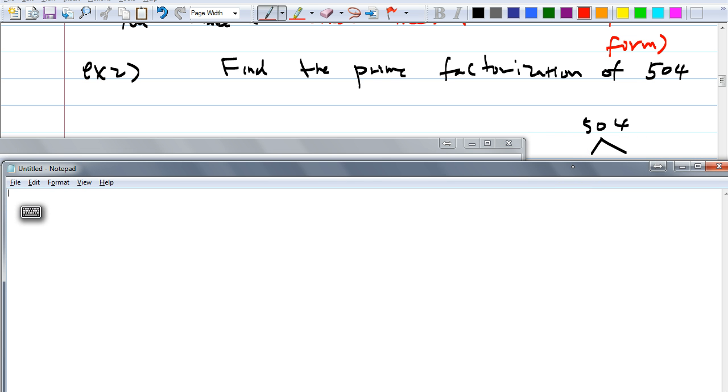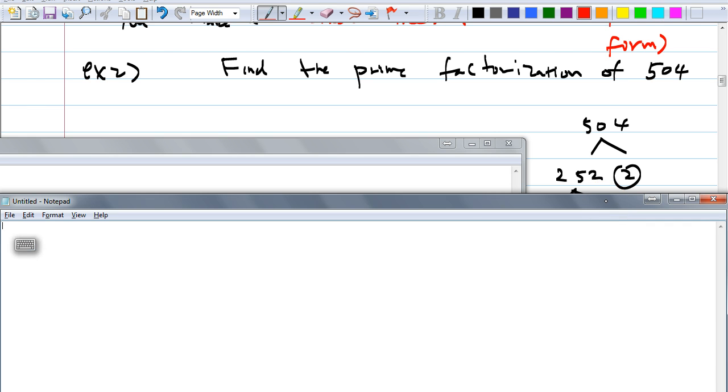Sometimes people like to use the closest number, but you don't have to. I like to use the easiest possible way. 504 is an even number, right? So guess what must go into 504? 2. So I start with 2. It goes in 252 times, doesn't it? Now 2, I put a circle because that's my leaf. I can't go any further than 2, can I? Because that's a prime number. What about 252?